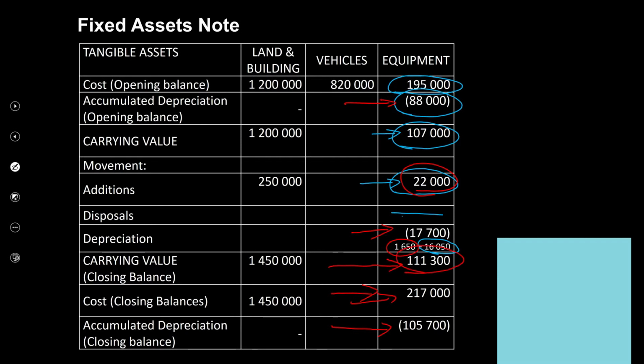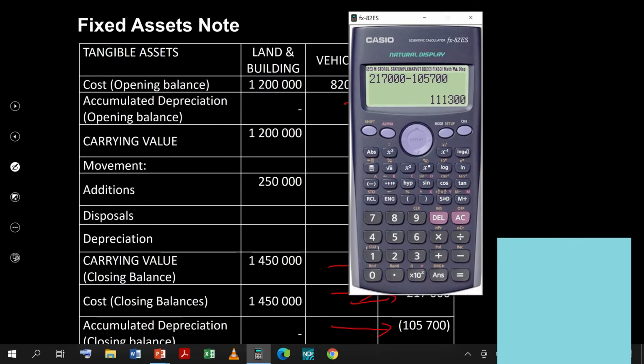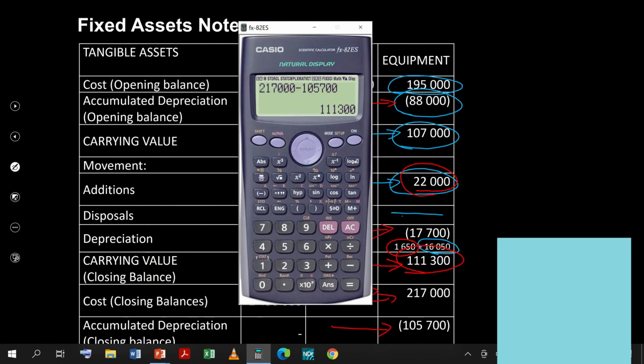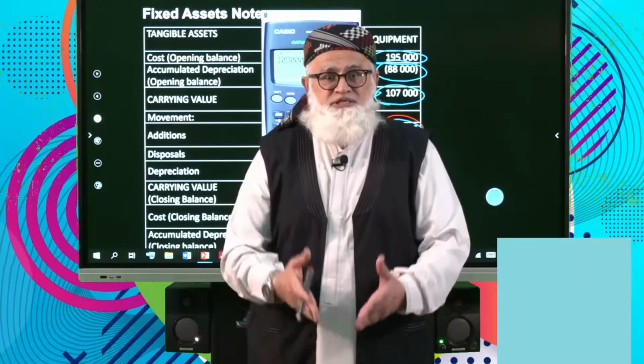Okay, now let's do the next check and see if that also works out. You've got your carrying value at the end of the year, which is 107,000. Clearly you can see it. Plus your 22,000 minus your 17,700, and voila. What do we get? 111,300, meaning that your note is absolutely perfect.